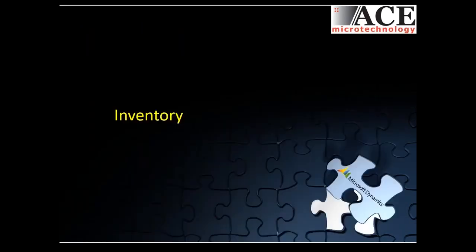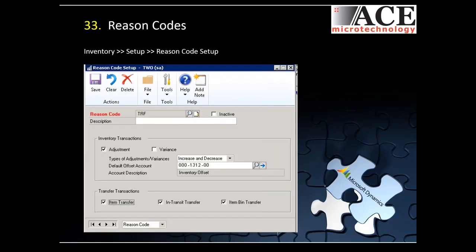Moving on to inventory. Inventory now has reason codes. Reason codes is really just a way of giving you an extra way to identify how inventory is moving through your warehouses, why they're being moved. And what I like most about it is the fact that I can actually control how I'm posting to the general ledger using this tool.